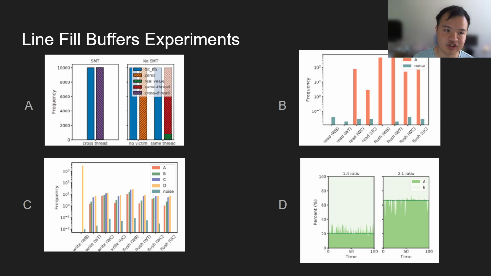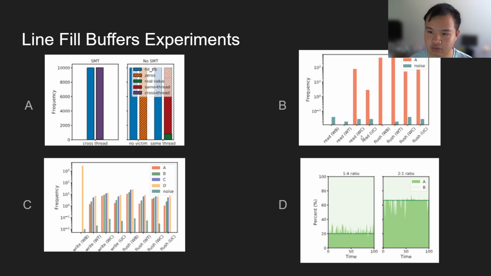As you can see, it's a 1-to-1 correspondence: during SMT, simultaneous multi-threading, all the data can get leaked. Now, when we don't perform SMT, which is the second plot on the right, if it's in a different thread, it just reads a bunch of zeros. If it's on the same thread, we can see that most of the time the data can still get leaked.